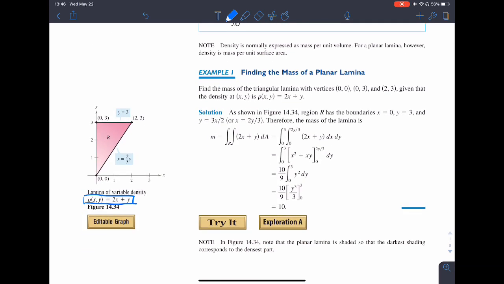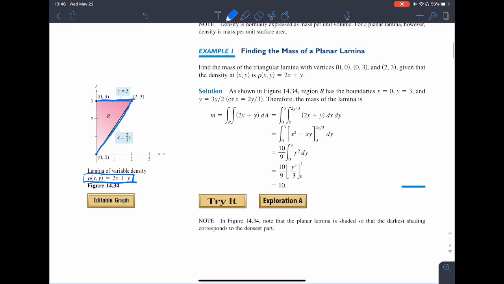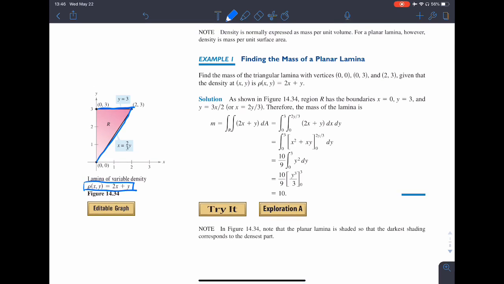Let's take an example. In example 1, we have the question of getting the mass of the object under the line y equals 3 and above the line x equals 2 over 3 y. So we have the density function rho of x, y equals 2x plus y. That means as the x and y values change, the density of this object also changes. That means we need to use the double integral to find the mass.